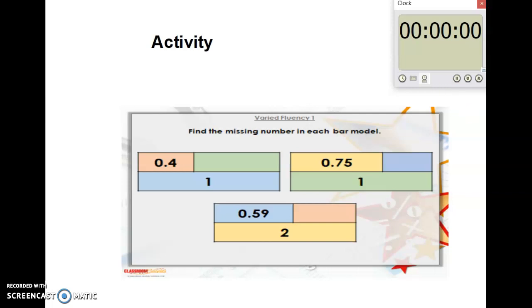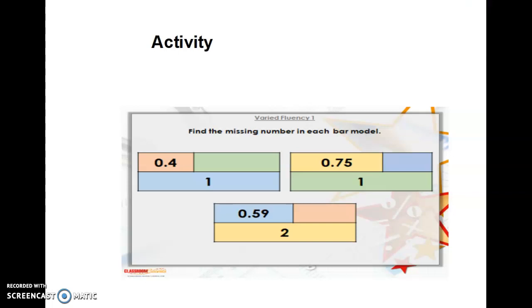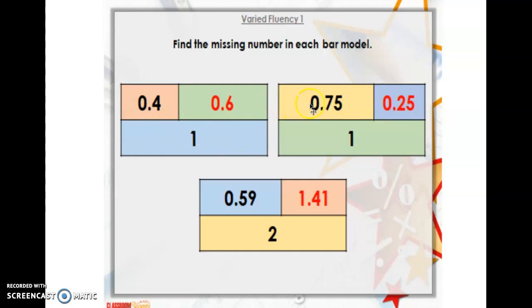Okay. Let's check answers. See, this is easy, but this you need to think more. This is two wholes. This is one whole. This is two wholes. I know you can get both these correct, but some children will have a problem with this. Just think how to make two wholes, how to make three wholes, same way.